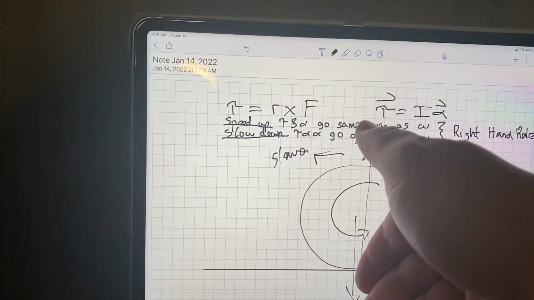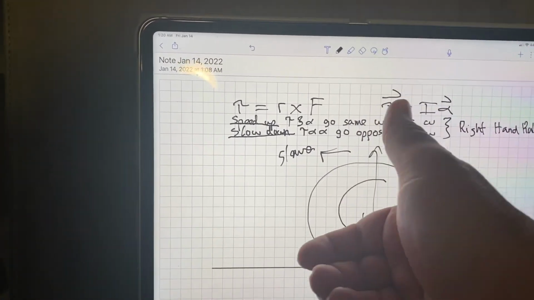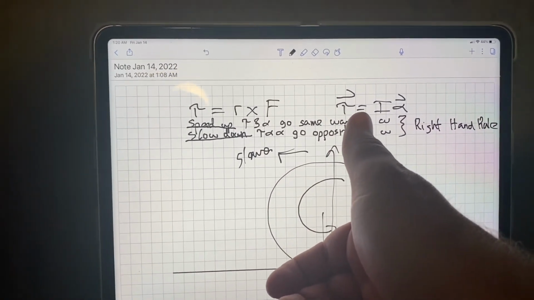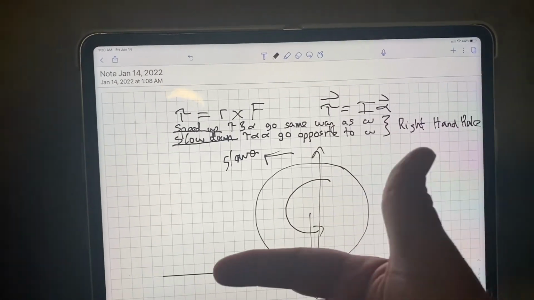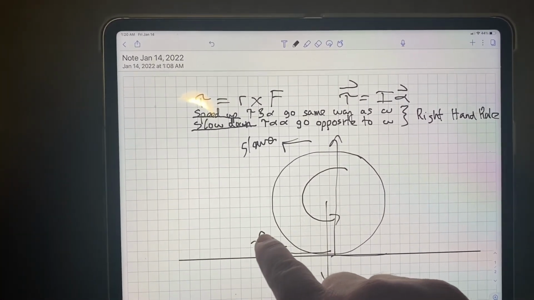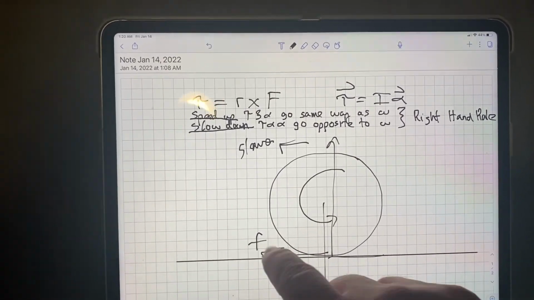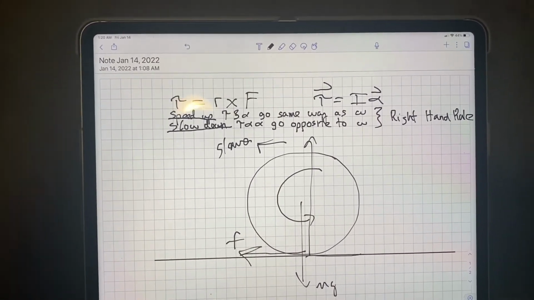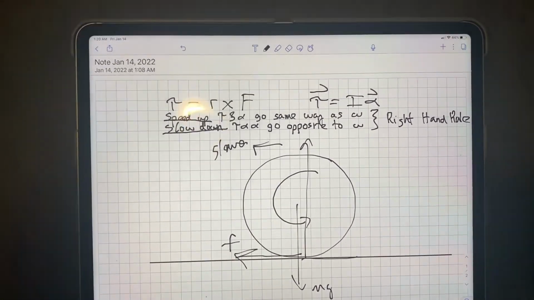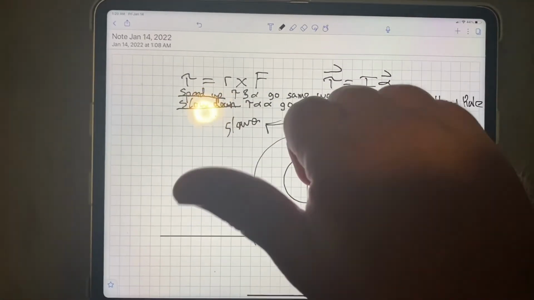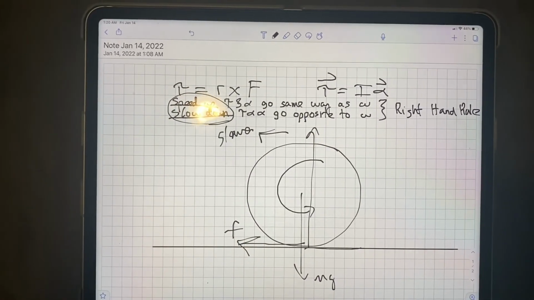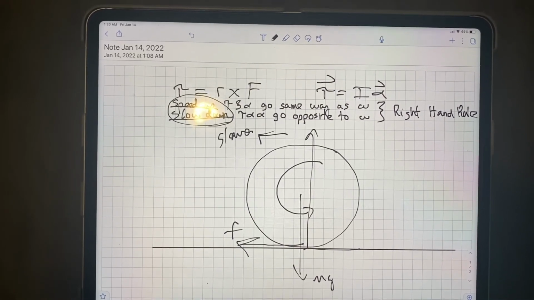I'm going to go r straight down to the surface, cross F, and you can see F, the friction force, is going this way, in the direction of rotation, in the direction of motion. So figuring out the direction of friction takes a little bit of right-hand rule and a little bit of processing whether or not the object is speeding up or slowing down.